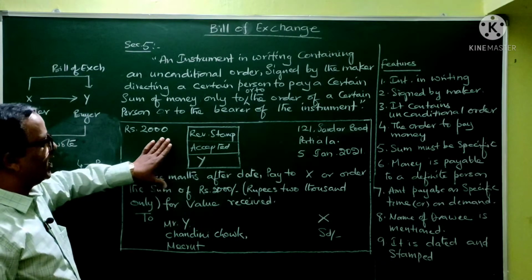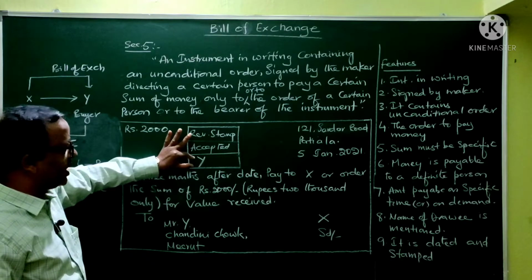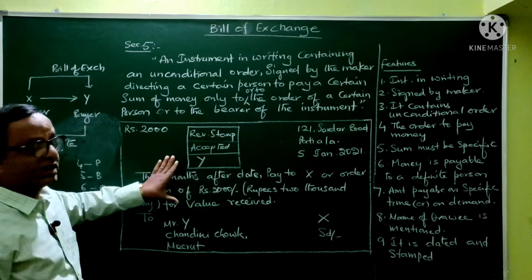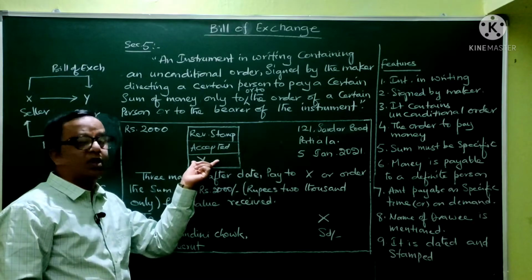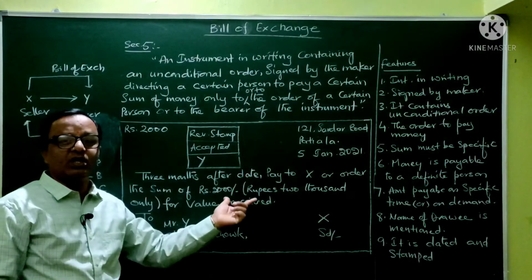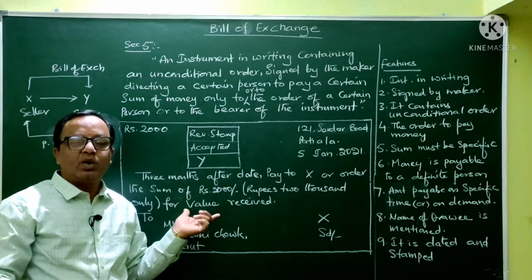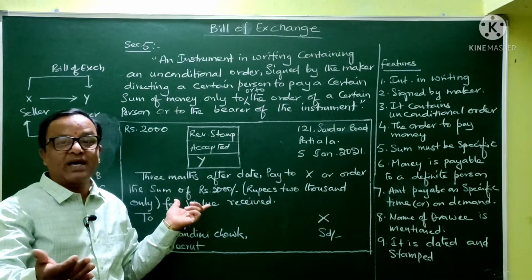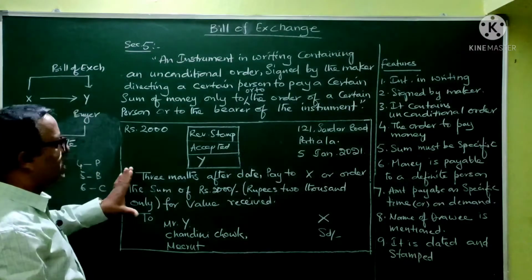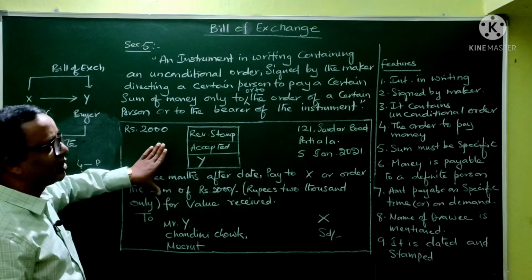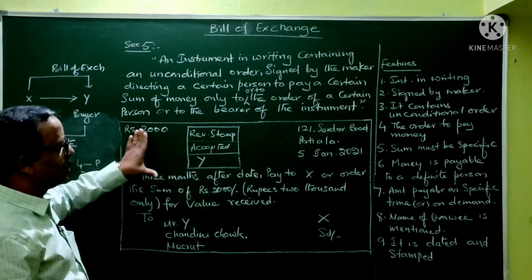You can observe here, when this acceptor signs, it means the bill is accepted. Till this acceptance is done, the instrument which is written we can call a draft. It will become a bill of exchange only when it is accepted. So based upon this, here you can see the features of this bill of exchange. See what all features are there.